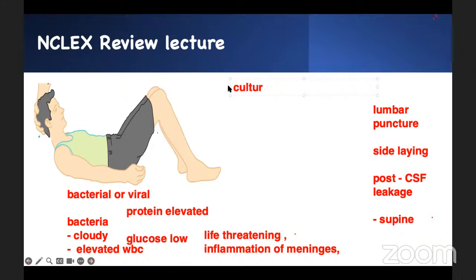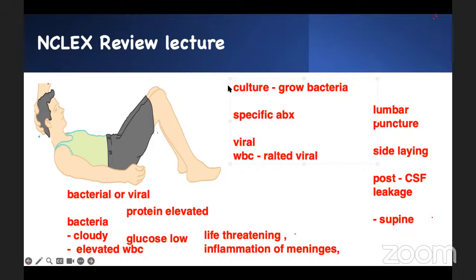We're going to send it for culture. And out of the culture, we're going to grow some bacteria. And with that bacteria, we can give you a specific antibiotic to take care of them. If they give you a viral, there is no WBC related to viral infection. What are the virus? Remember lymphocytes? Yeah, you see a bunch of lymphocytes. Mostly lymphocytes are elevated in that. So those are the keys. If you think they're trying to trap you, no, they're using concepts to give you the idea. So it will be lymphocytes that are elevated in the viral problem, right?